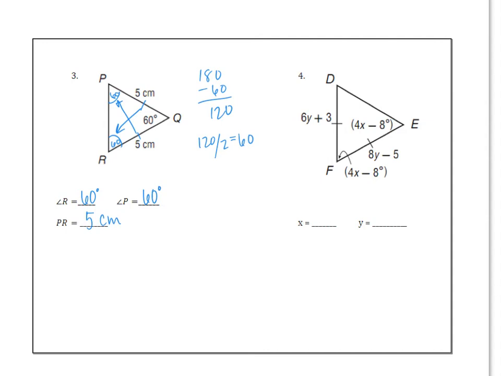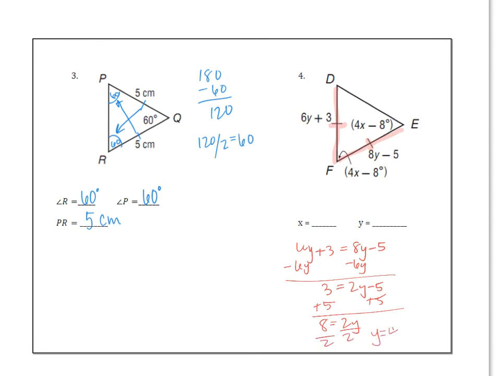So I see the Y's right away have tick marks on them. If I highlight them in red, for instance, there's a tick mark there and a tick mark there. Those two sides, side DF and side FE, have to be congruent. And so, in other words, the 6y plus 3 has to equal the 8y minus 5. Subtract your 6y. 3 equals 2y minus 5. Add 5. 8 equals 2y, divide by 2, y equals 4.